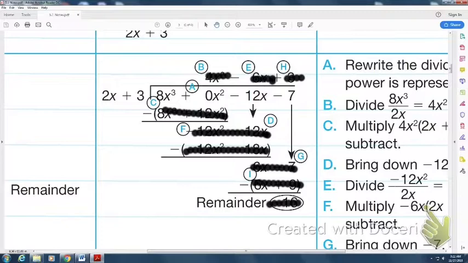Alright. So looking at this, whenever I start dividing, the only thing I'm going to divide by in this whole process is 2x, that very first term of your divisor. The first thing I'm going to divide by 2x is going to be the first term in there. So 8x cubed divided by 2x would give me what?